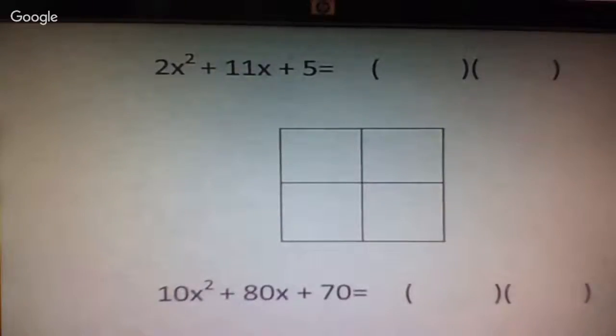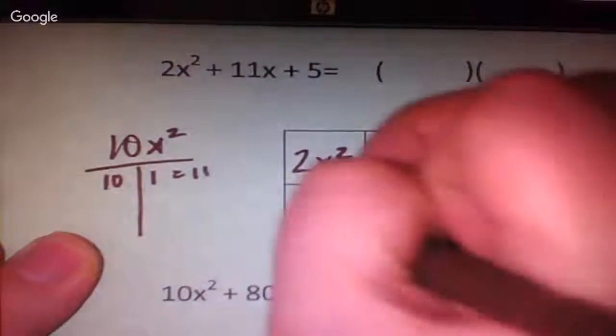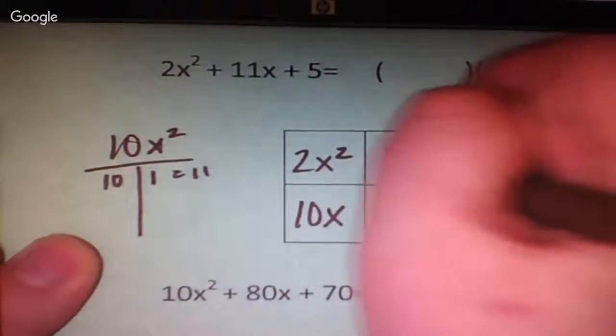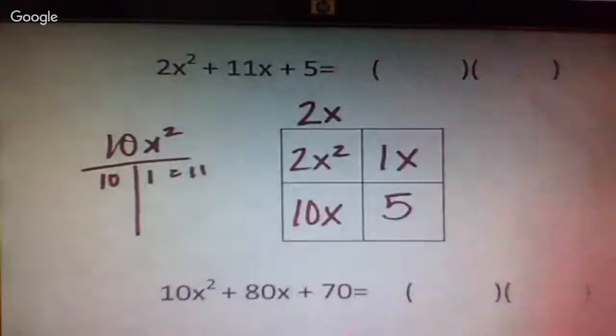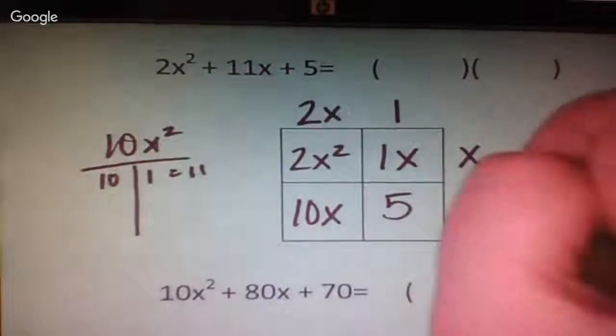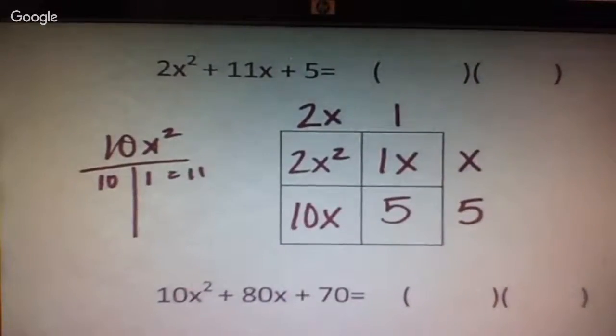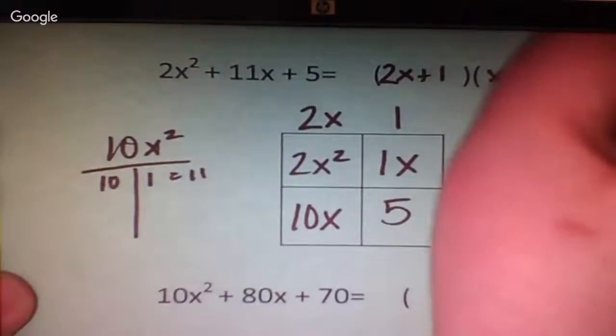Okay. This one has no greatest common factor, so you should have started out with 2x squared and 5. That gave you 10x squared. When you factored it, you got 10 and 1 that gave you 11. So you put 10x in one spot, 1x in the other. These two share a 2 in common and an x. These two share nothing but a 1. These two share just an x. These two share a 5. They're both divisible by 5. So you should have finished this one off as 2x plus 1 and x plus 5.